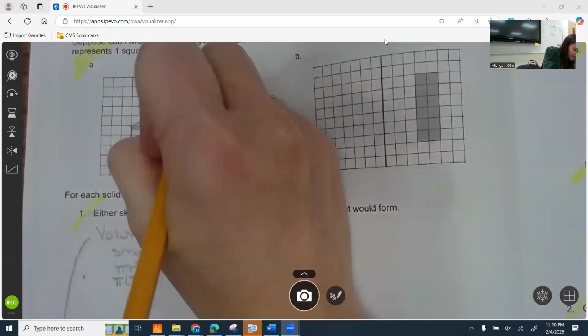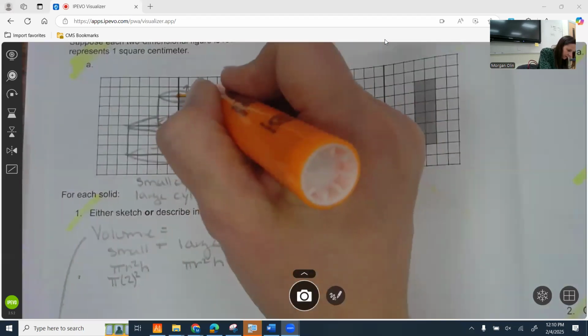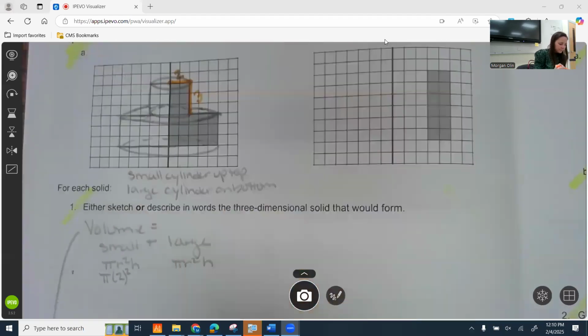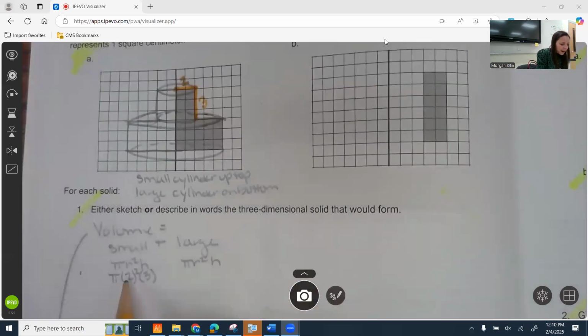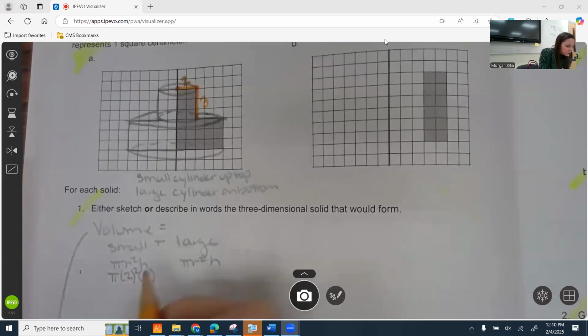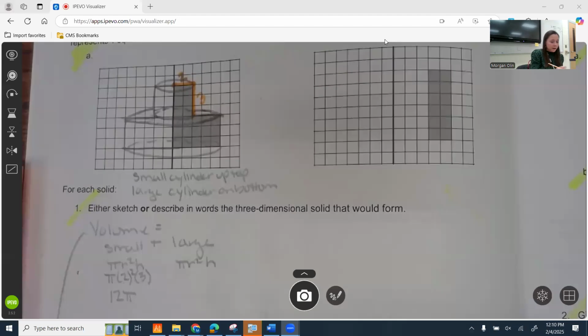So 2 squared. So that's a 2. And then our height runs from here to here. Well, how much is that? That's 3. All right. So let's just write this in terms of pi. 2 squared is 4, and 4 times 3 is 12. Again, if you want to multiply, put it in your calculator, feel free.